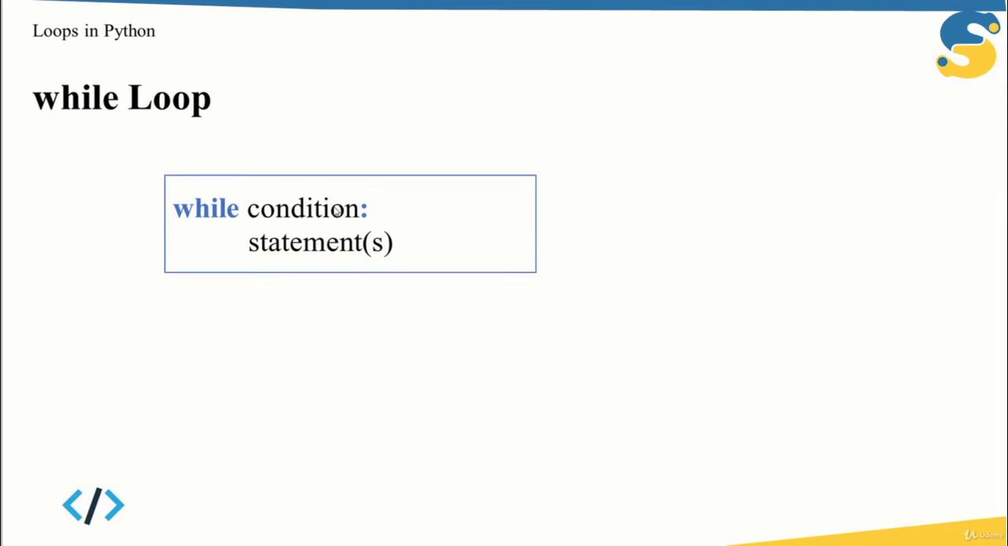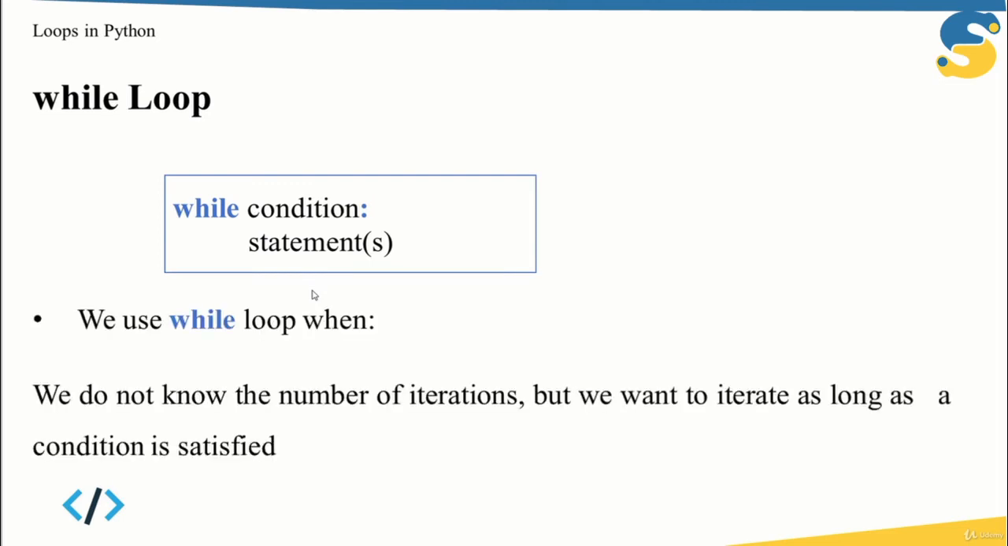How the while loop works, it's very easy. While will check this condition. If it's true, it will execute these statements. Then it will get back to check the condition, and then if it's true, the statements will be executed, and while will keep doing that until the condition becomes false. So most often we update something within the loop body in order to make the condition false, and the execution continues after while. Now the question is, when do we have to use while? We use while loop usually when we don't know the number of iterations, but we want to iterate as long as a condition is satisfied.